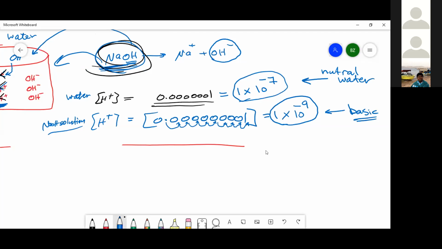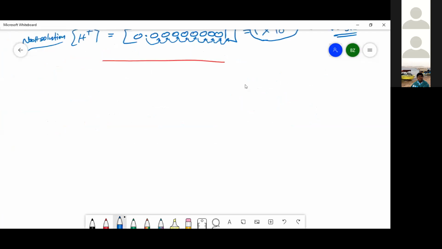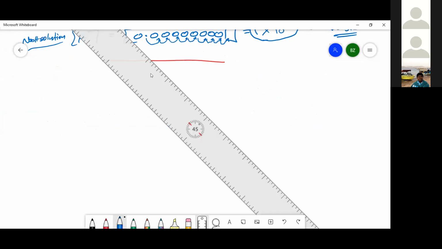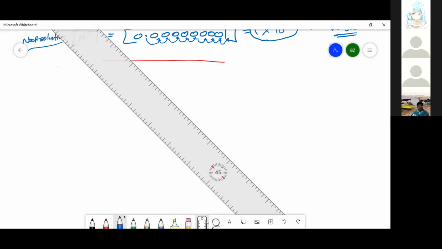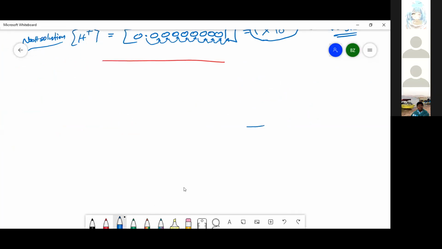Okay, let's make a scale for that. What if we make a scale? I would do it by hand, my hand is the ruler. Here, let's say this point, the middle, is the neutral point.